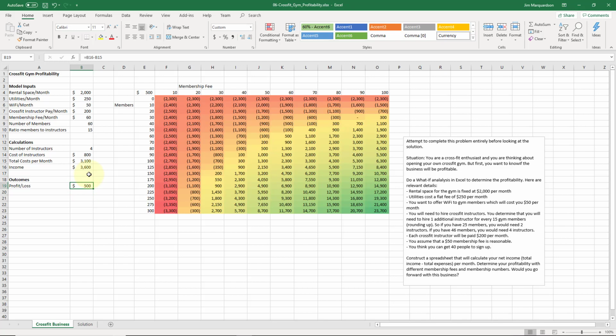At least to start. Hopefully we can grow from there, because 500 bucks a month profit, if that's your main source of income, it's only giving you $6,000 a year, and that is well below the poverty line. So you want to eventually do better than that. But this is a spreadsheet model, start to finish, using what-if analysis.